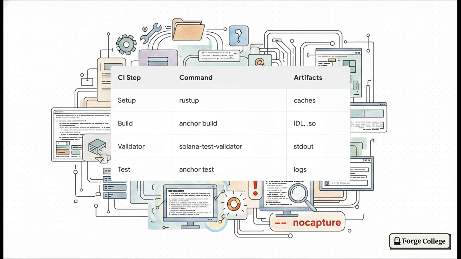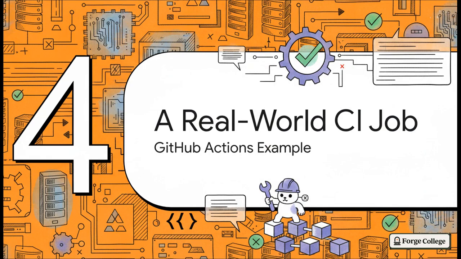When we run the Solana test validator, we need its standard output. And for the tests, notice we run anchor test with the no-capture flag. That is absolutely critical. It ensures standard output actually reaches your CI logs so you capture all those juicy transaction logs and stack traces.